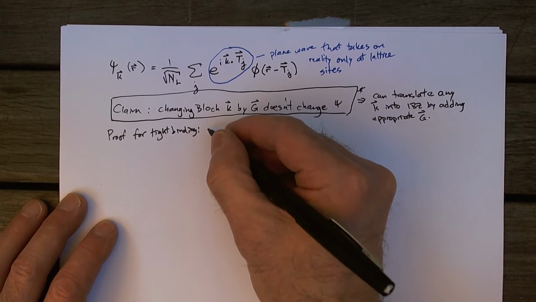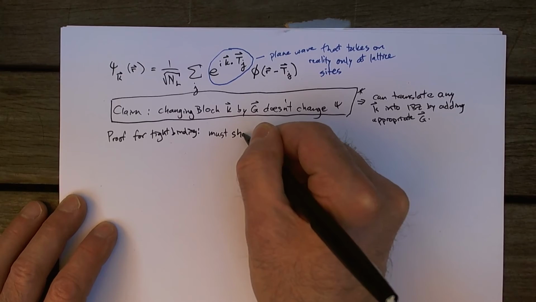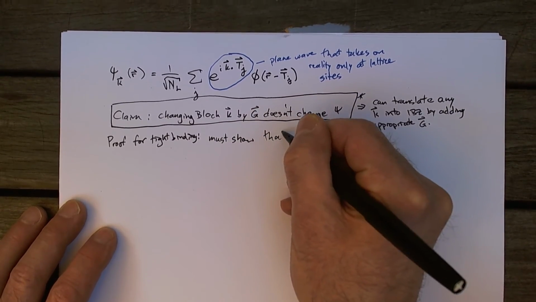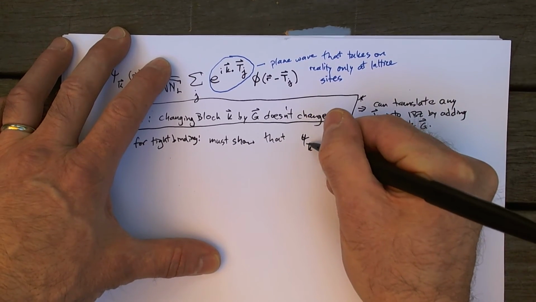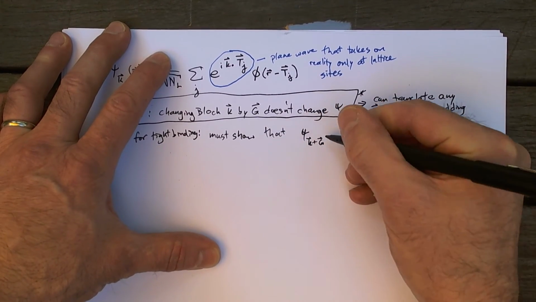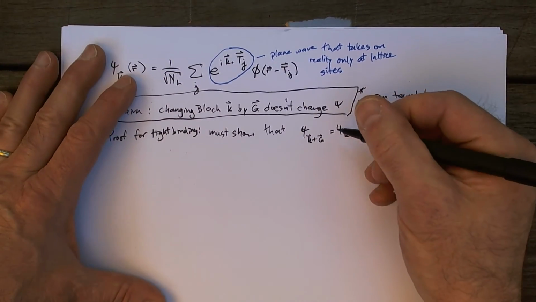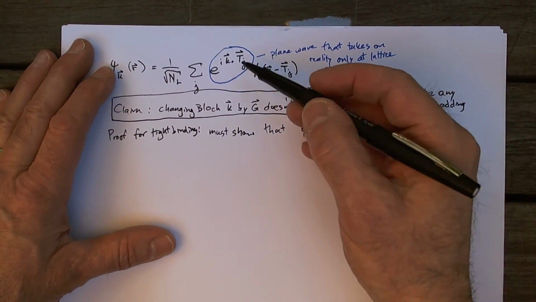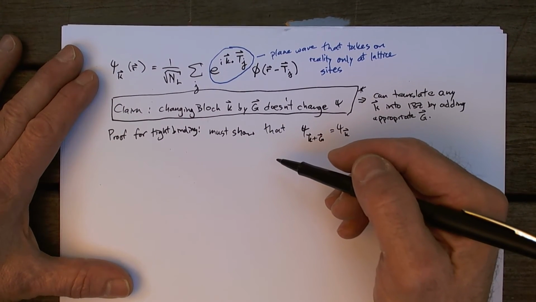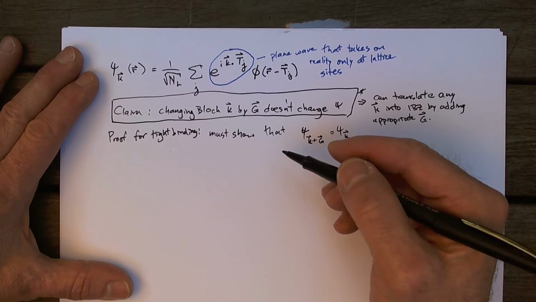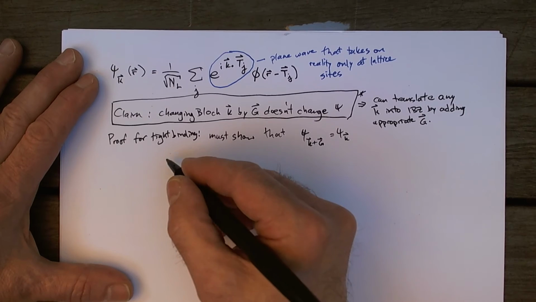We must show that psi sub k plus G is equal to psi sub k. So we're just going to take k plus G and substitute it into our expression for the tight binding wave function. And so the only place that k appears in that is in the exponential.